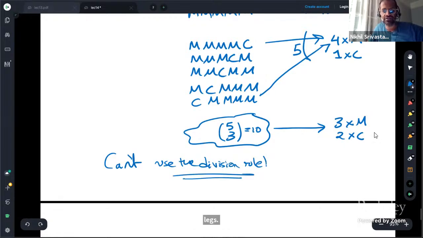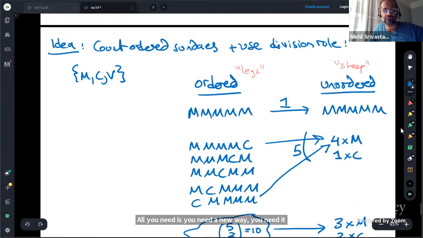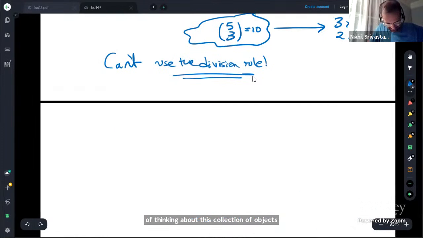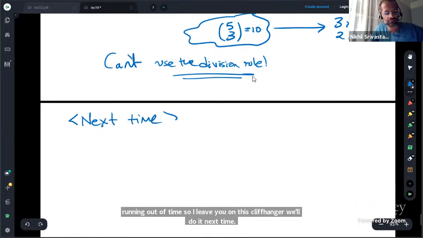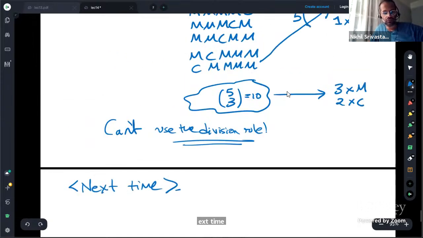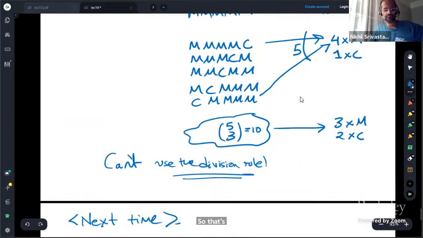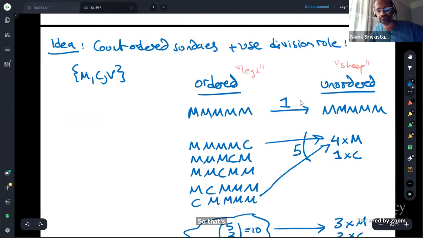So what you need is a new way of thinking about this collection of objects. And we're running out of time, so I'll leave you on this cliffhanger and we'll do it next time. So that's it. Any questions, comments?